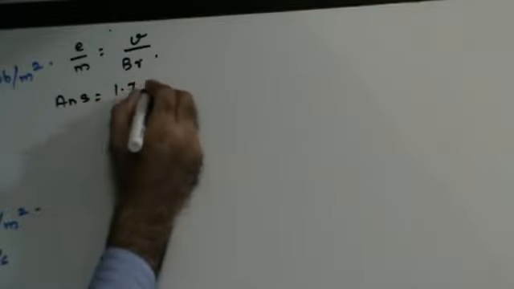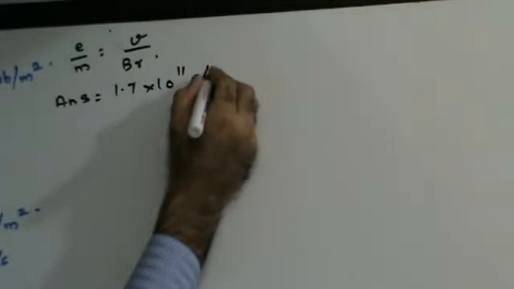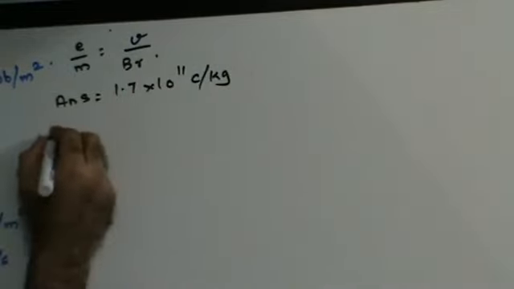This was your conclusion of Thomson's experiment. E upon M is nothing but V upon BR. The ratio of charge on the electron to mass of the electron is nothing but velocity divided by magnetic field into the radius of the circle in which it is moving. You have all the values, all you need to do is substitute and get the answer. The answer for this should be 1.7 into 10 raised to 11 coulombs per kg. Next, take up the next one please.